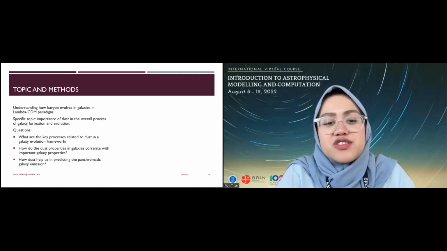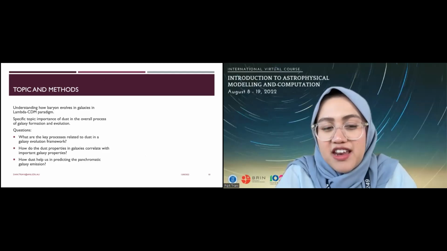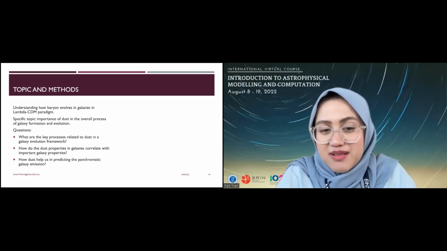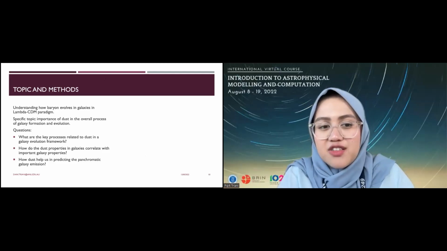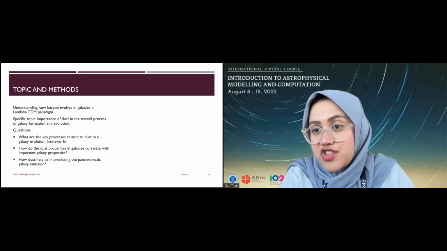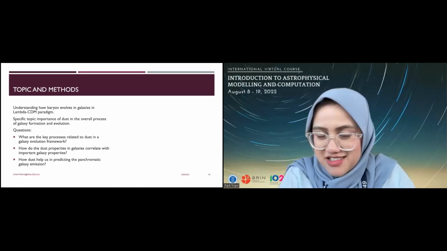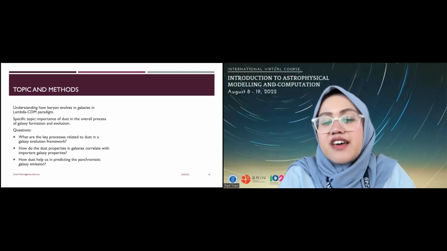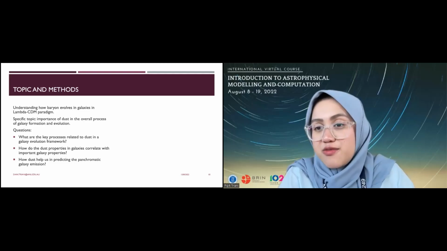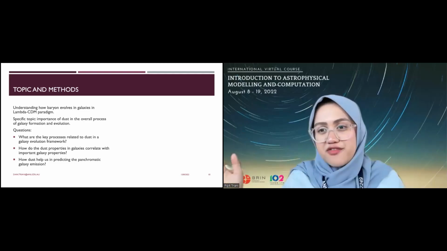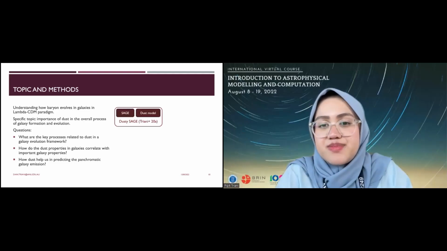So what are the key processes related to dust, and how do the dust properties correlate with all of the other important galaxy properties like the morphology, the gas content, and the stellar content? And then how does this help us to predict the panchromatic, the multi-wavelength galaxy emission?